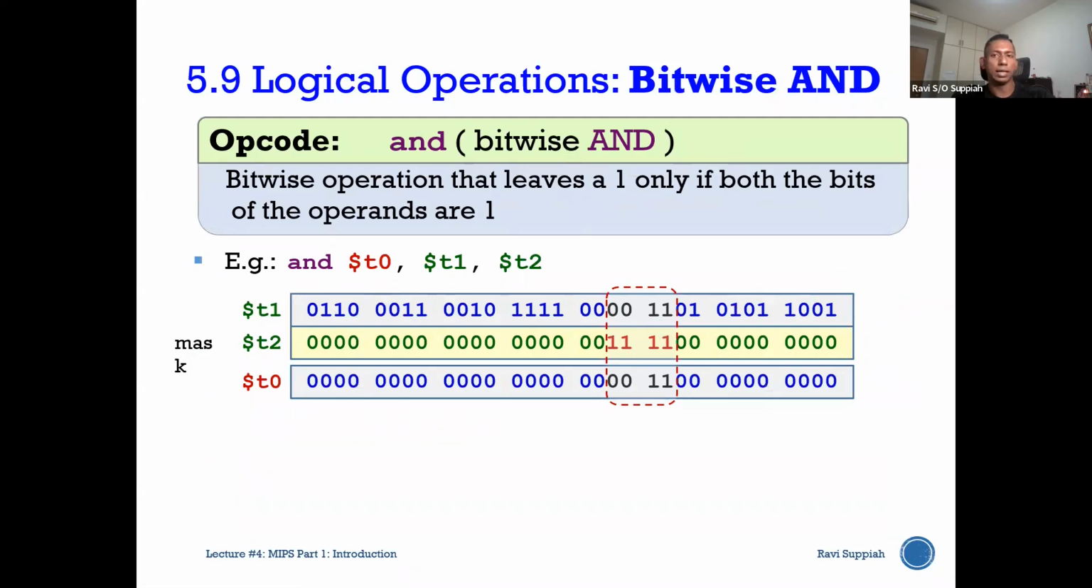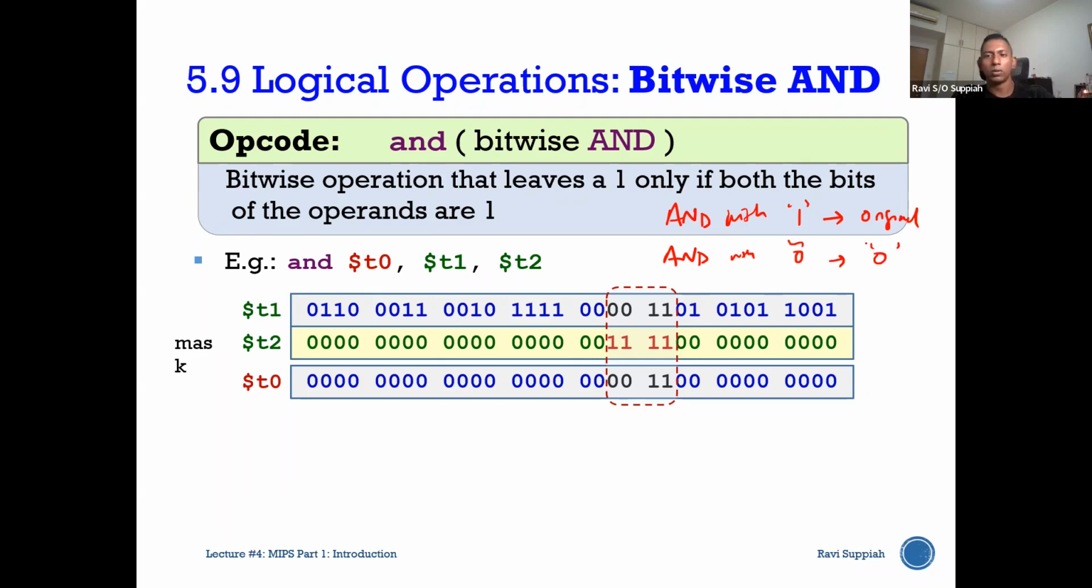Okay, so the next one is the AND operation. The whole idea of AND is to clear bits and keep bits. What do I mean by clear bits and keep bits? When I do an AND operation with a 1, I will retain the original value. If I do an AND with 0, it will become 0.